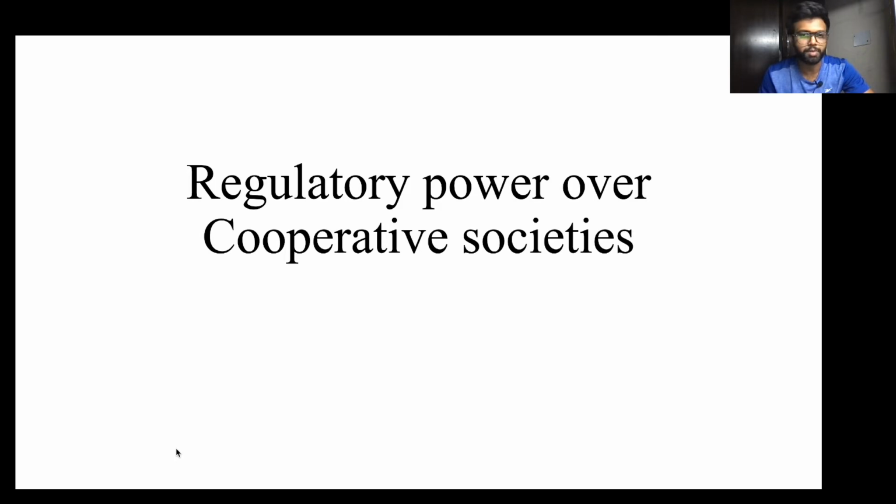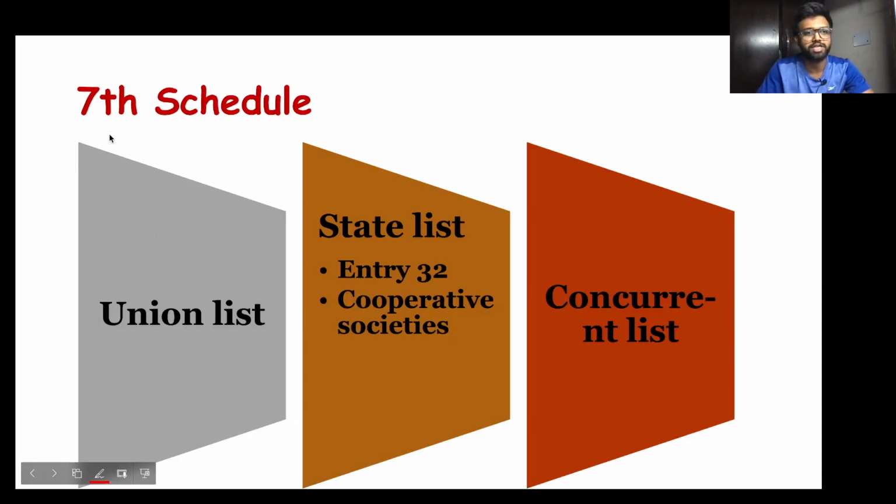Today we are going to discuss the regulatory power over the cooperative societies. Who has the power to regulate over the cooperative societies? Who can make rules and regulations regarding the cooperative societies? So first of all, let us understand two things. First thing is the 7th schedule of our constitution. The 7th schedule of our constitution says that there are three lists: union list, state list and the concurrent list.